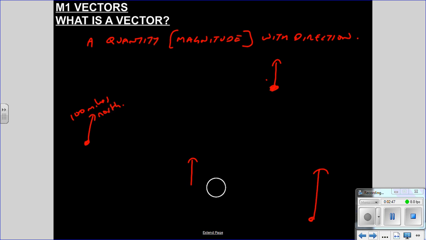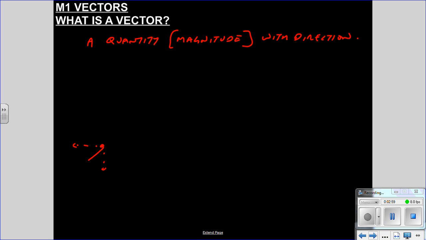And the same thing works for forces, doesn't it? So forces can be described by a vector. Apply 100 newtons southwest. So if that's south, that's west, southwest will be there, wouldn't it? So apply 100 newtons southwest, you see? You can describe lots of things with vectors. So that's what a vector is.